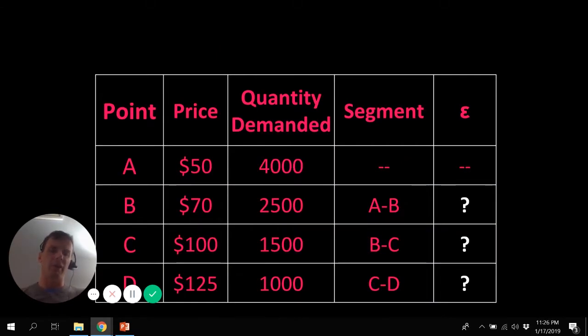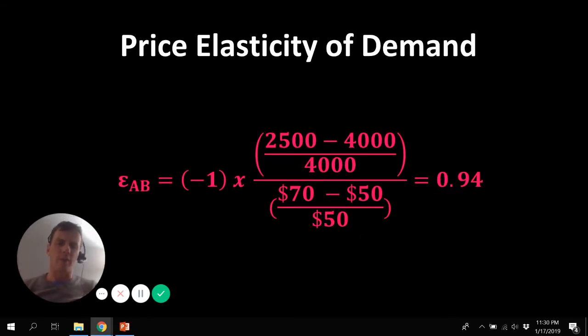What we want to do is calculate the price elasticity of demand for each one of these individual segments, A to B, B to C, and C to D. So let's do the first segment. The price elasticity of demand for this curve for the segment A to B is simply equal to -1 times the percentage change in quantity demanded, which would be going from 4,000 to 2,500, as well as the percentage change in price, which would be going from a price of $50 to $70. And what we get is a price elasticity of demand for this segment of 0.94, which is a little bit inelastic.